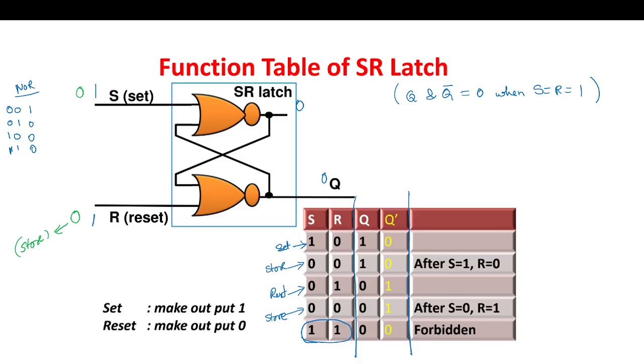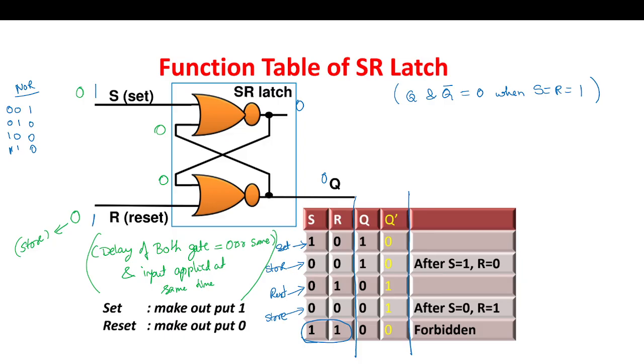Now this 0 comes here, this 0 comes here. If we assume that delay of both gates is equal, or the same, and the input is applied at the same time, so there is no delay between the inputs as well as the difference. Both of them are giving 0 at the same time, so there is 0 delay or it is having the same delay. That means 0, 0 should give 1, 1.